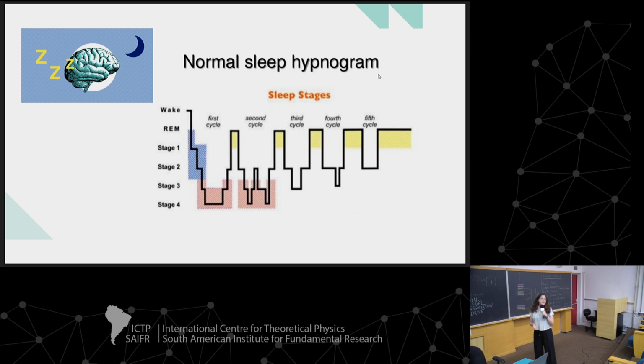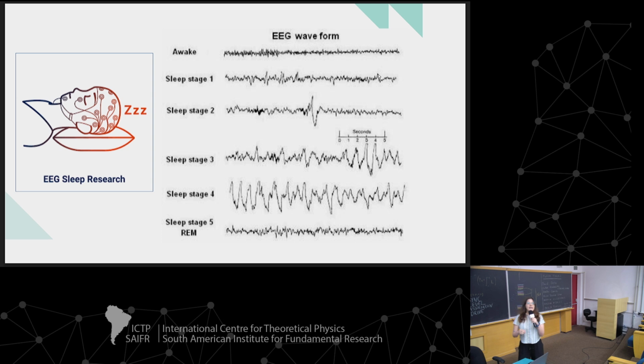So there are different stages which the specialists characterize just by eye, looking at the signals. If it's slow and has a special shape, they can say, oh, this is stage 4, and if it's rapid movement or waves, they will see which stage it is.